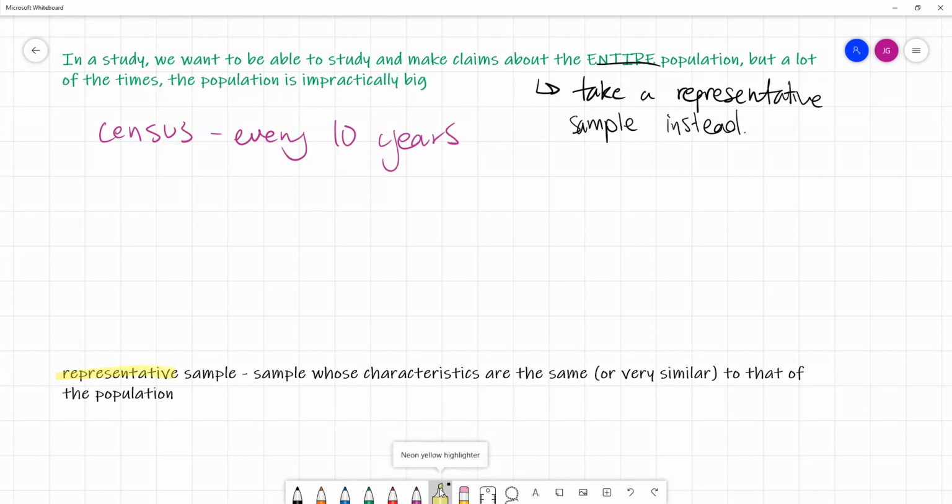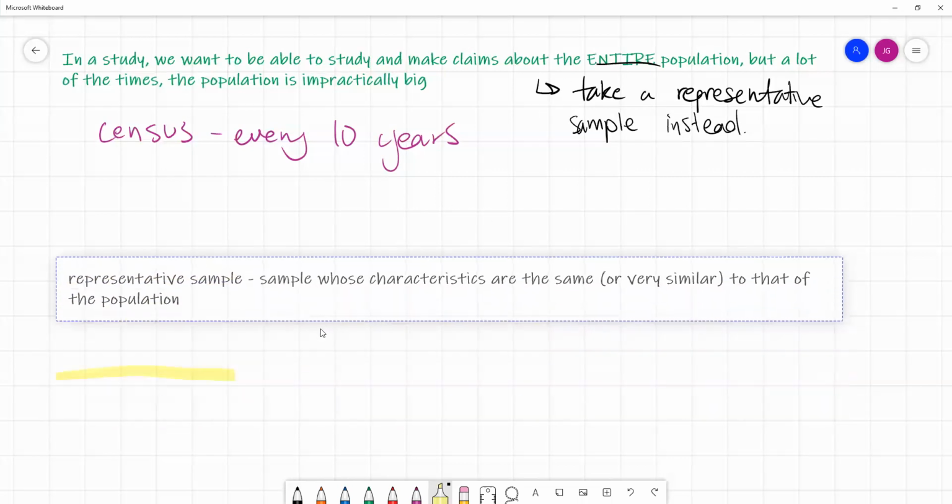So if we want to be able to use this sample to make claims about the entire population, I can't just pick whatever I want, because then that's biased. And we'll talk a lot about bias in 1.3 next week. But if I want to take this sample, do stuff with it, and then make conclusions about the entire population, the characteristics of my sample had better be pretty much the same, or at least really close to the whole population, right?